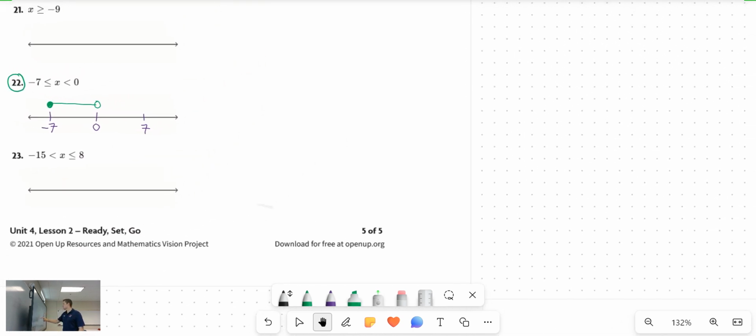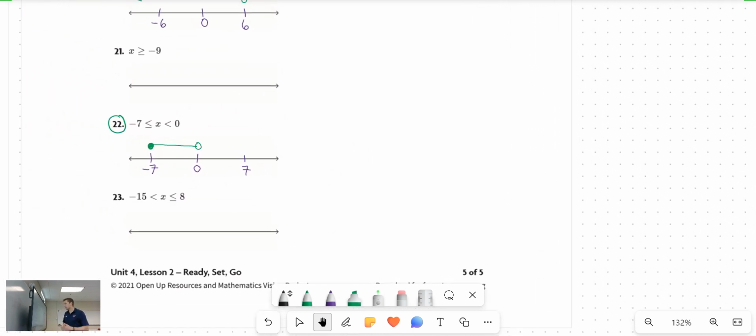And do we have anything else? That is 22, and this is the last page. So that wraps up Unit 4, Lesson 2 for this homework.